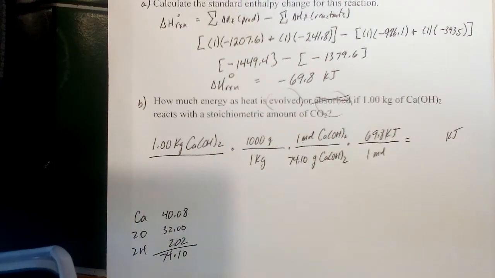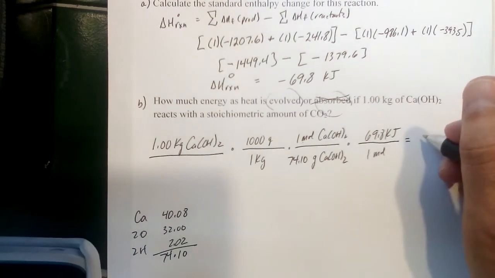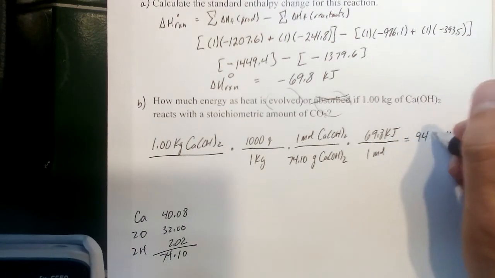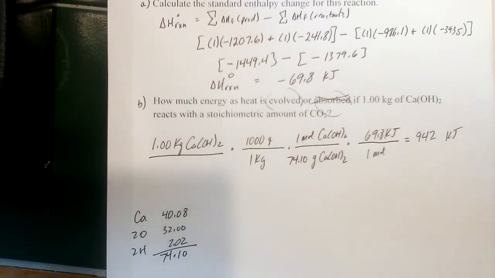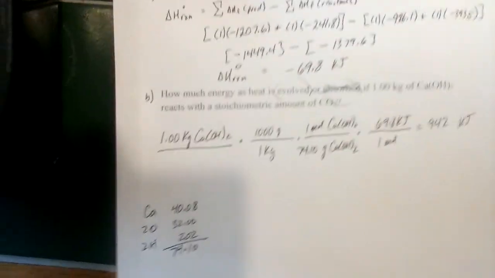So 1000 divided by 74.1 times 69.8. And we have a 3 significant figure limit here, so 942 kilojoules would be the amount of heat given off by that reacting that much calcium hydroxide. Okay, so one more page here in the chapter. We will cover that in one more video, but we'll take a break right there.